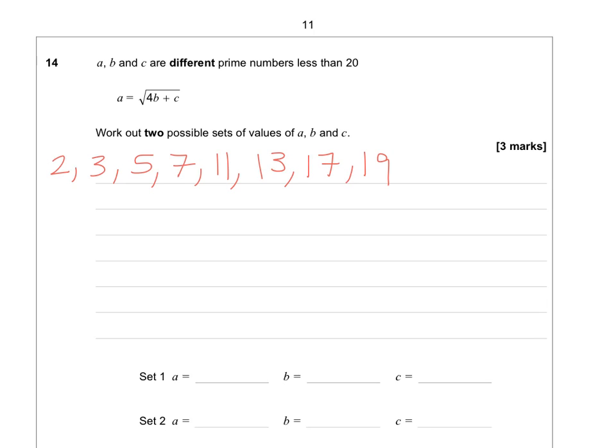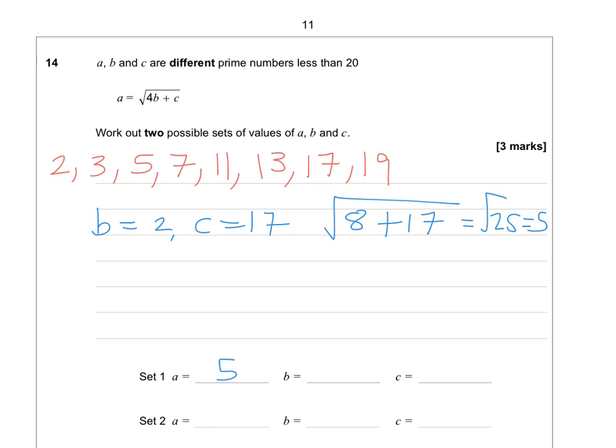A, B and C are all different to each other, so within a set of numbers A, B and C have to be different values. Work out two possible sets of values of A, B and C. There are a few different options which work here. For example, if we choose b equals 2 and c equals 17, then we have the square root of 4b, which is 8, plus 17, which gives us the root of 25, which gives us 5. So a must equal 5, b must equal 2, and c must equal 17.